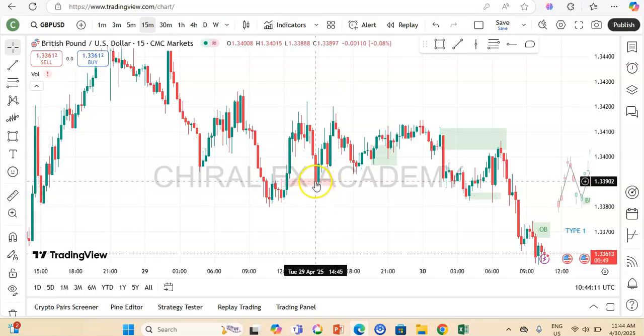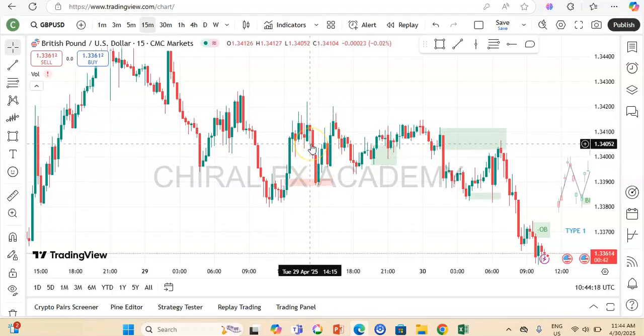So this is where you're supposed to buy. And when you buy, as the market just went up like this, you should be in profits. You can see it's a very simple strategy.